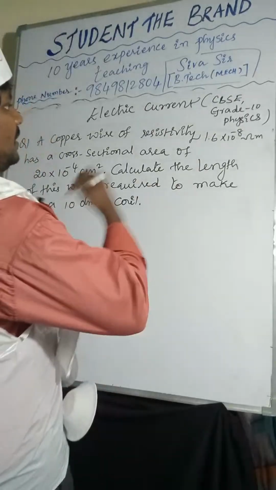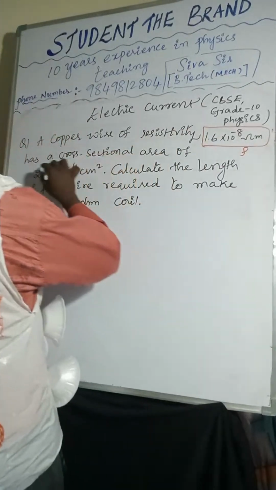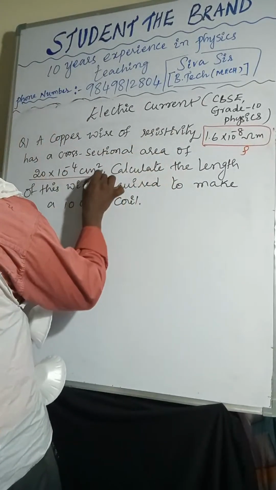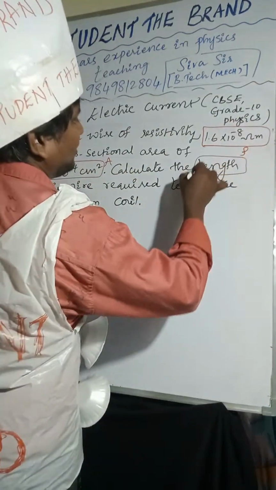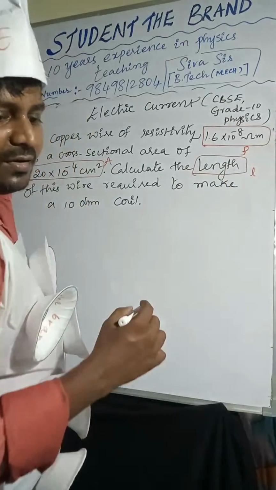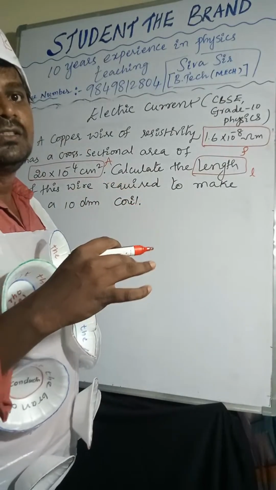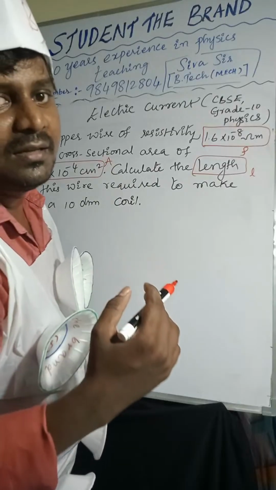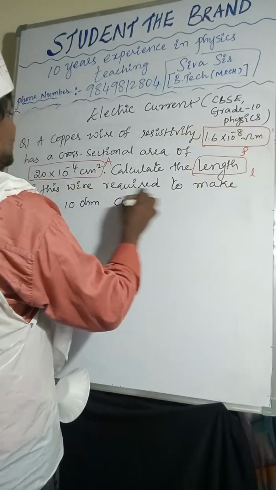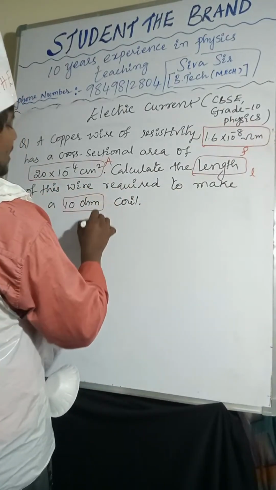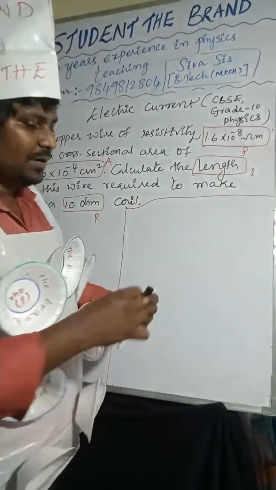Resistivity, how much? This is the resistivity, so you have to write it here itself. There is a cross sectional area given. Calculate the length, so length we have to find out. And of this wire required to make 10 ohm, so R we have to find out.